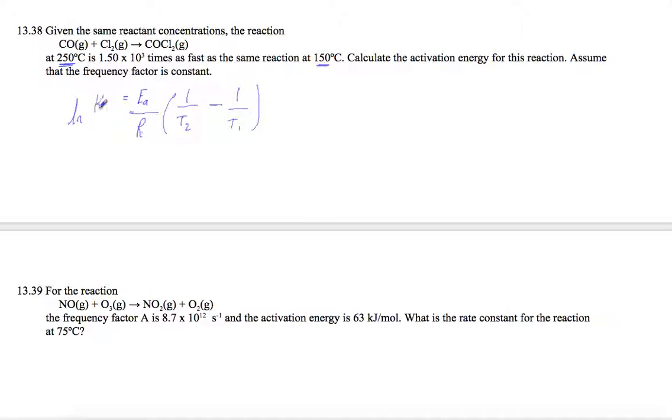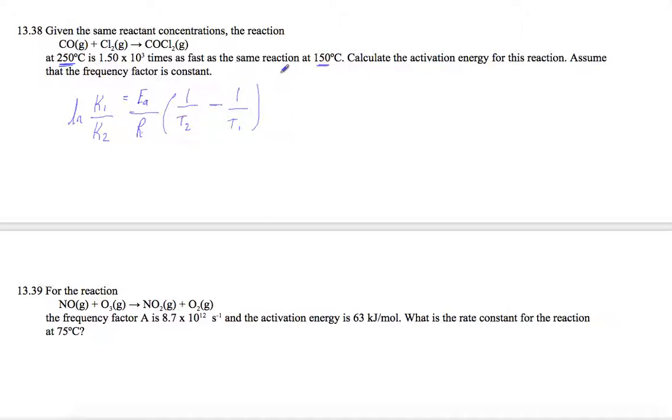Natural log K1 over K2 is equal to this whole thing here. Now, a couple of things to note. We're dealing with two different rate constants, and that's because we have two different temperatures. Remember, we've said several times now that the rate constants will change based on the temperature. So if we have different temperatures, we have to correspond them with different constants. This is the constant at this temperature, and this is going to be the constant at that temperature.